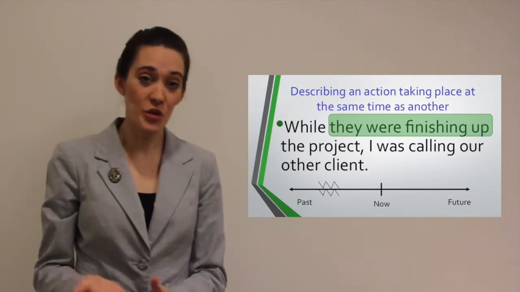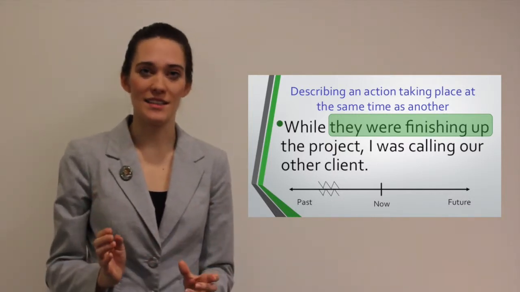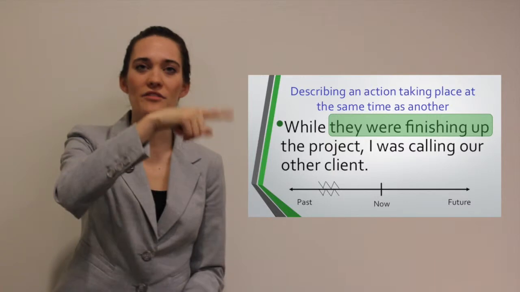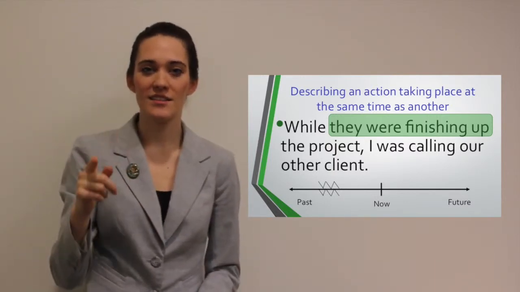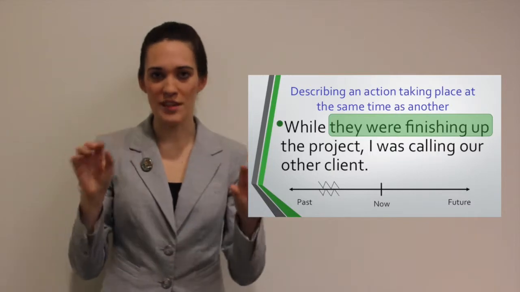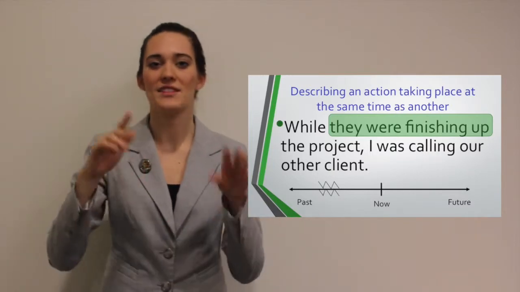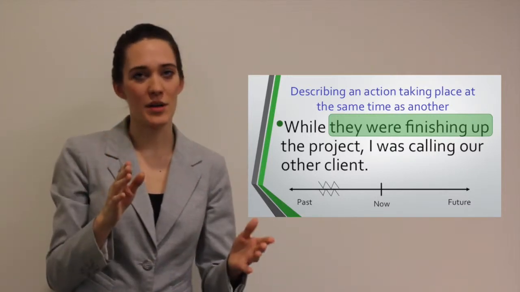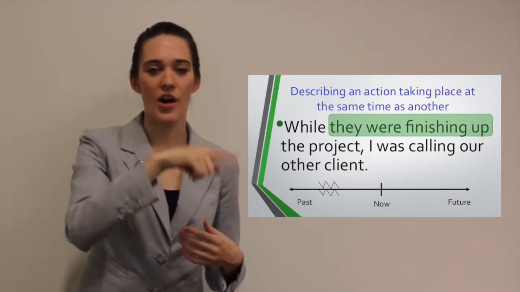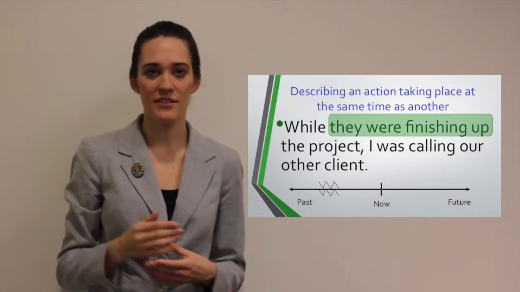You can also have two past progressives in the same sentence, such as, while they were finishing up the project, I was calling our other client. So you have two groups that are doing something at the same time. So while they were finishing up, past progressive, I was calling our other client, past progressive.